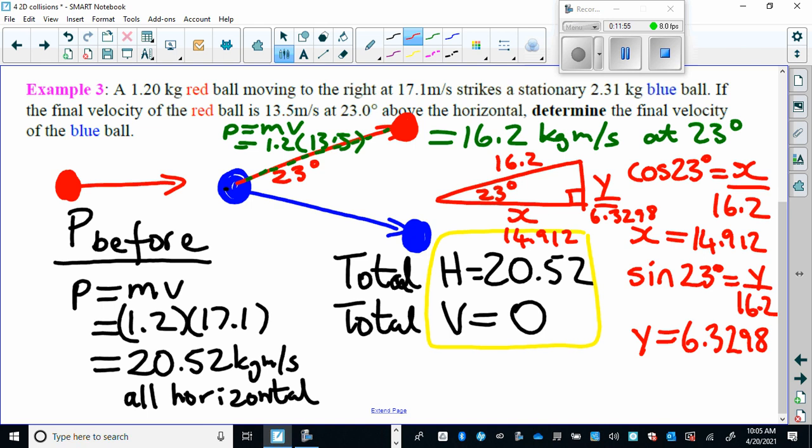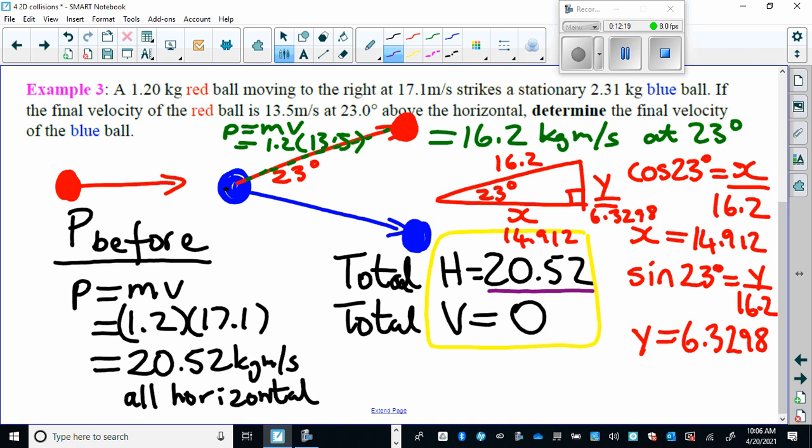Ooh, this is getting convoluted. But everything's together now, so you can kind of see how they all relate. You should be able to see that the red ball has an x component of 14.912, and the total horizontal or x component has to be 20.52.